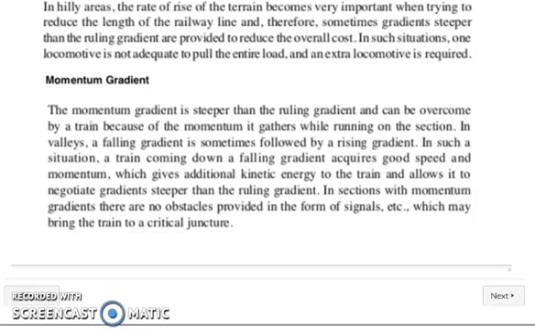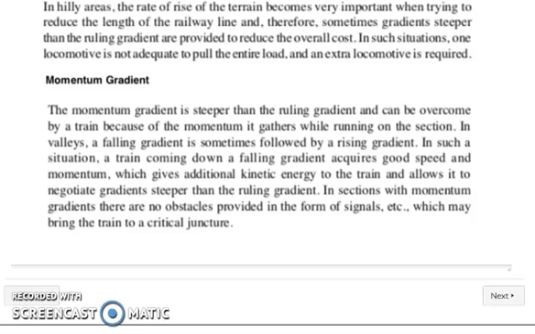The momentum gradient is provided for a section on a railway track in a valley, wherein you will have a falling gradient followed by a rising gradient. So as a train comes down from a falling gradient and moves upward, it needs good speed and momentum so it can climb the rising gradient. So we have to take note that it needs additional kinetic energy and a gradient that is steeper compared to the ruling gradient.